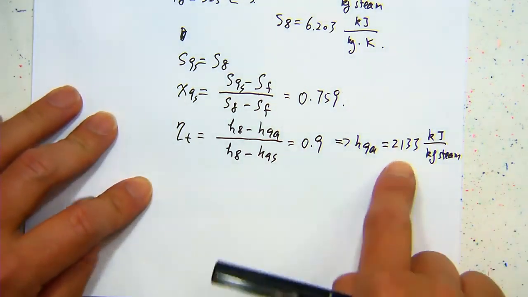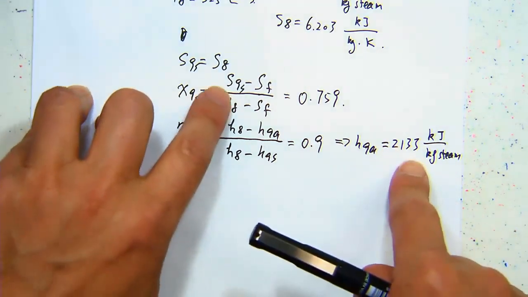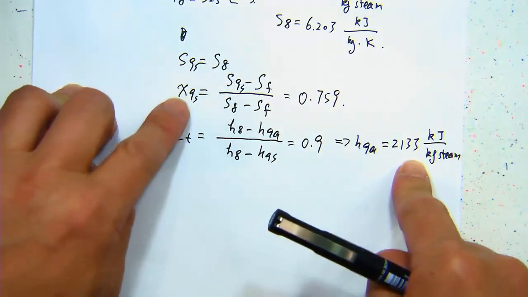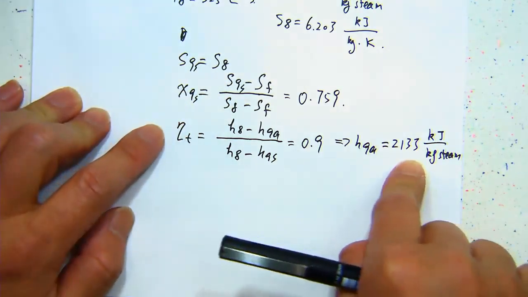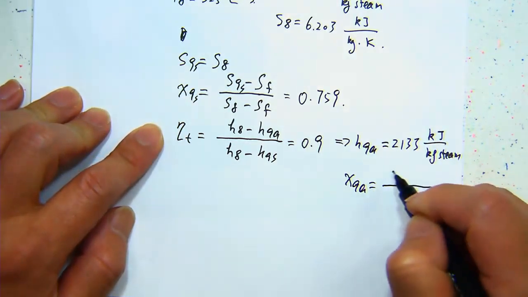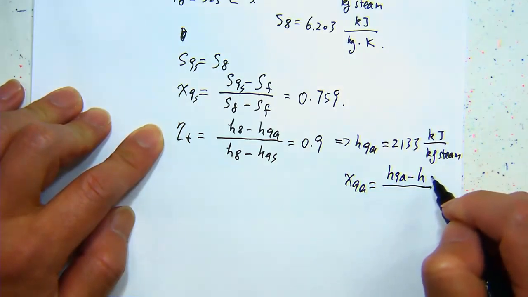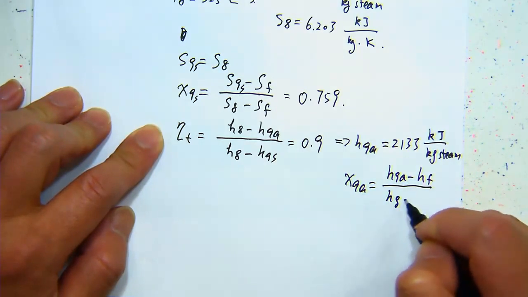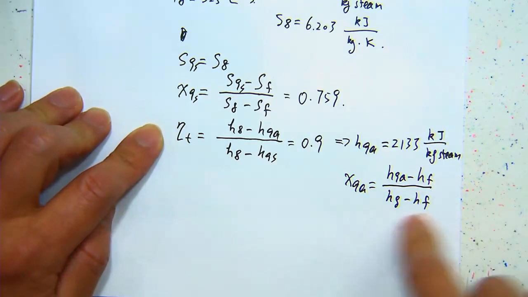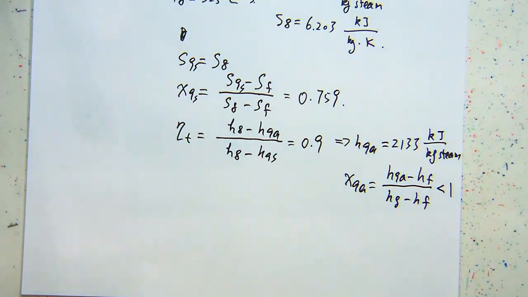And if you bring this value to check the quantity, in other words, if you check x9 actual, it equals H9 actual minus hf over hg minus hf. This value, again from the table, is smaller than 1. Which means we are still under this saturation dome. So we are still here. We are not getting to the superheated zone.